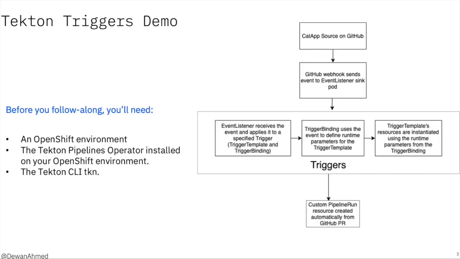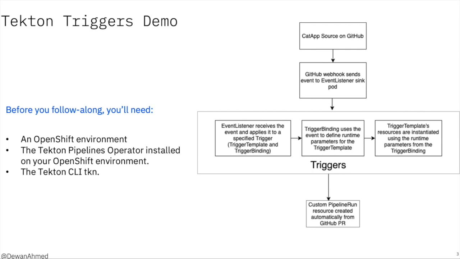Now, the repository used in this demo is a cloud native Node.js application called Cat App. This leverages an API to display random cat pictures. In the first part of the demo, we'll create a manual pipeline run to build and deploy the application on OpenShift. In the second part of the demo, we'll define required trigger components and set up a GitHub webhook listening for pull requests to kick off an automated build. This automated build will create an application and a pipeline run dynamically, and some runtime parameters will be passed on to the trigger template by the trigger binding. You can refer to the diagram on the right to understand the flows for the second part of this demo.